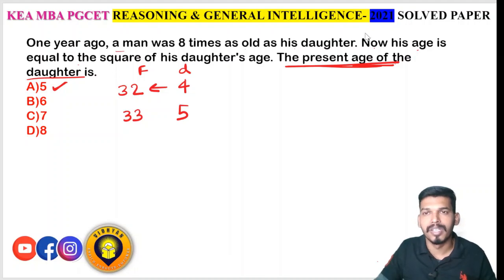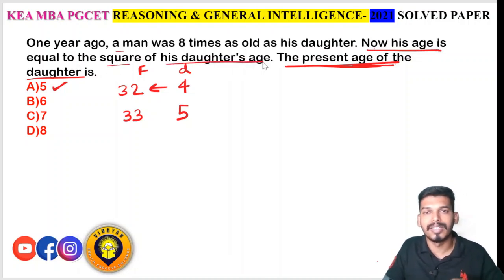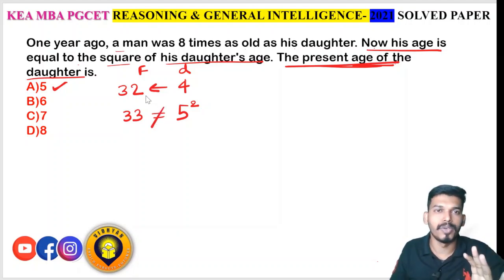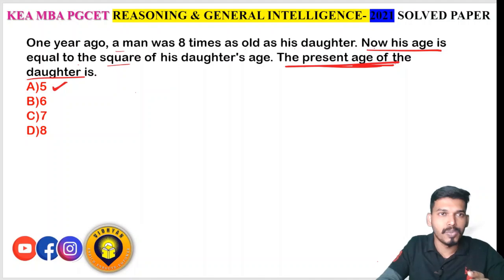Okay, that is the present age. But what is the condition here? Now the present age of the father is equal to the square of his daughter's age, they have said. Whether this 33 is equal to 5 square? No, 33 is not equal to 5 square, right? So that means your assumed option is wrong. 5 is the wrong option. Then move on to the next one.